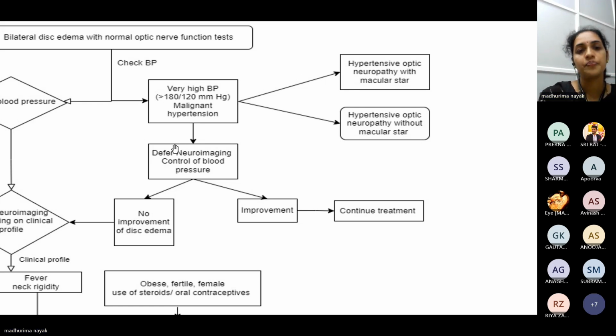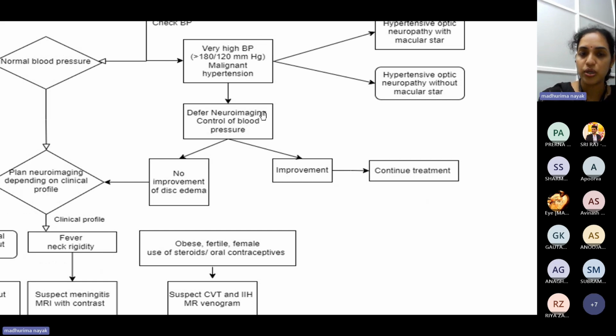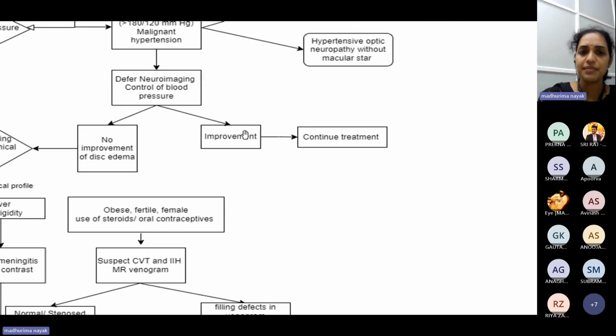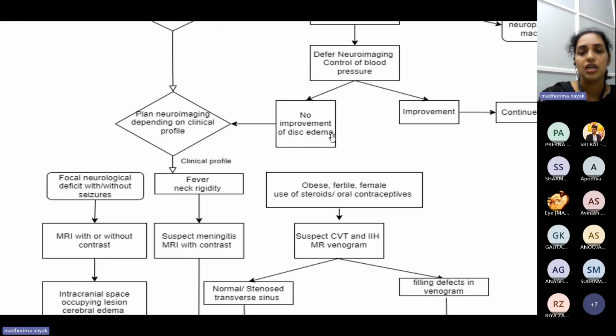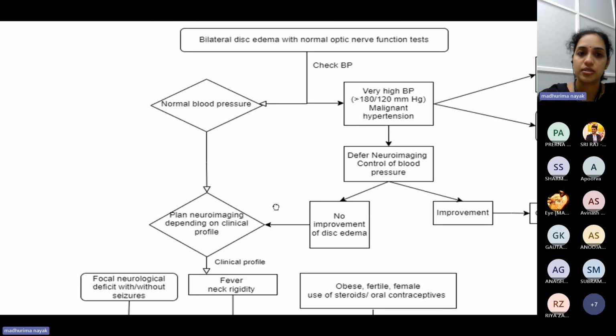Okay. So as of now, you can defer neuroimaging and you do a controlled control of pressure. Okay. You cannot bring down the blood pressure suddenly. It can cause ischemic optic neuropathy. We have seen such instances. Okay. If the disc edema is improving, then you continue your antihypertensive medication. And despite treatment, you don't see any improvement in disc edema even after 3 to 4 weeks, then you're probably dealing not with just malignant hypertension.